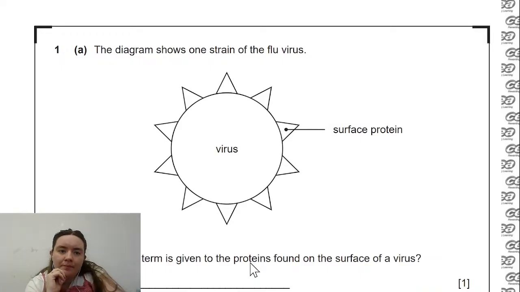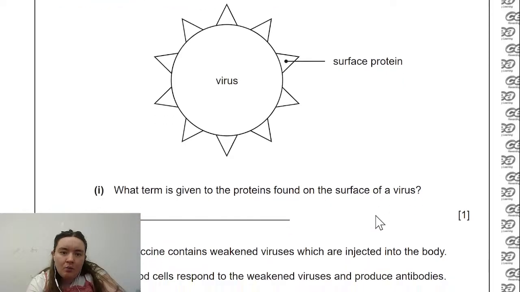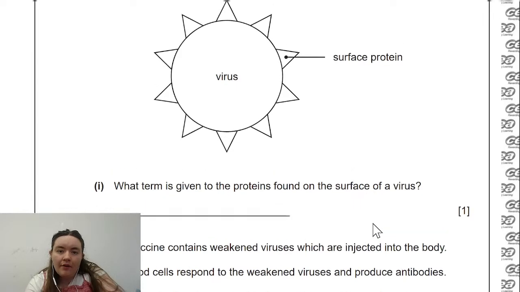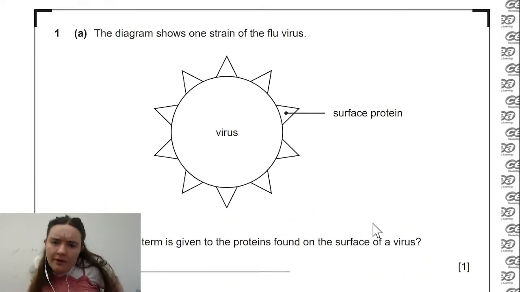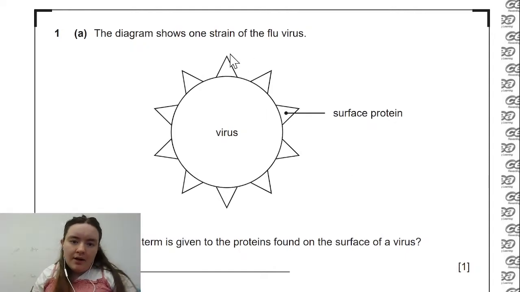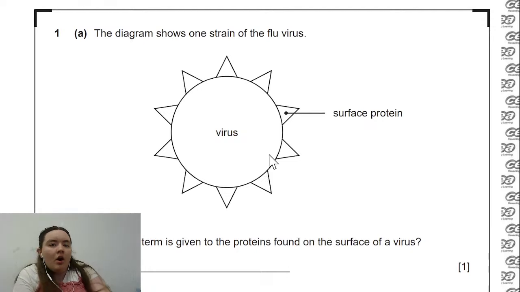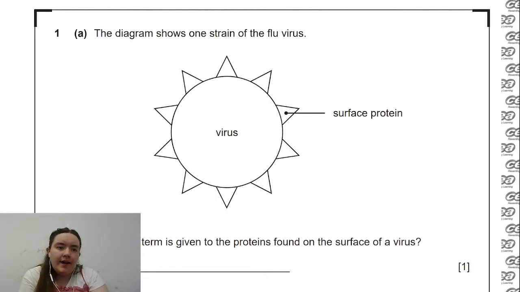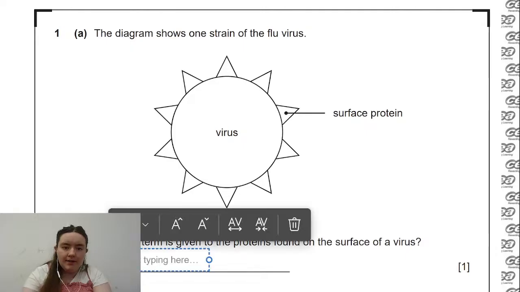So question 1. The diagram shows one strain of the flu virus, and it has a surface protein, as is pointed out here. And we've been asked to say, what is the term given to the proteins on the surface of a virus? So viruses have a very particular structure that we know about. They've got this membrane, and then on the membrane there are our antigens. Okay, so our antigens are the things that our bodies can see and detect. So I'm going to write this in the answer space.